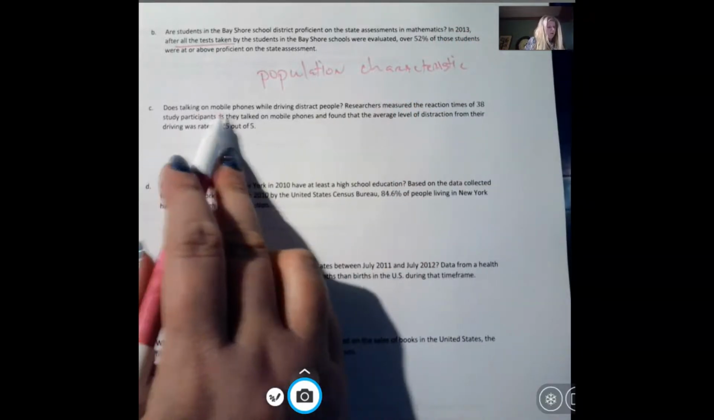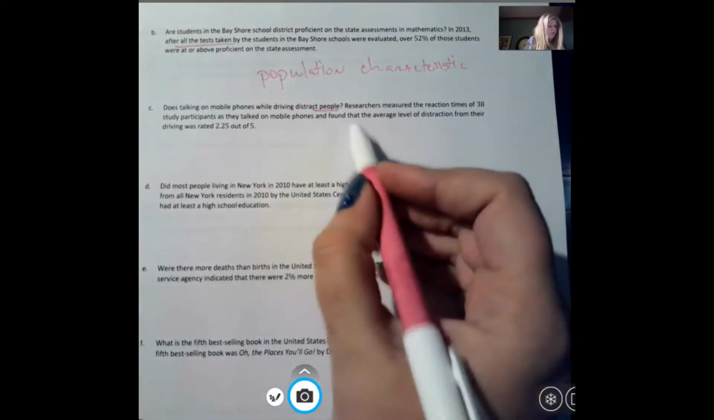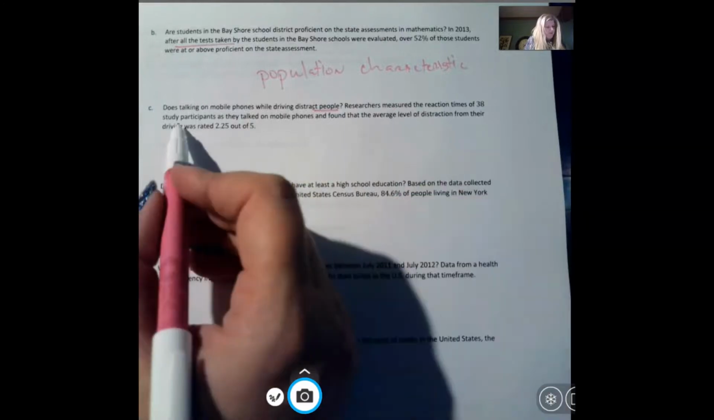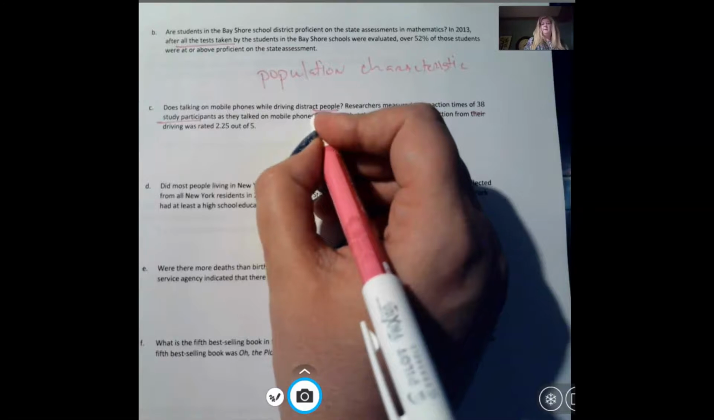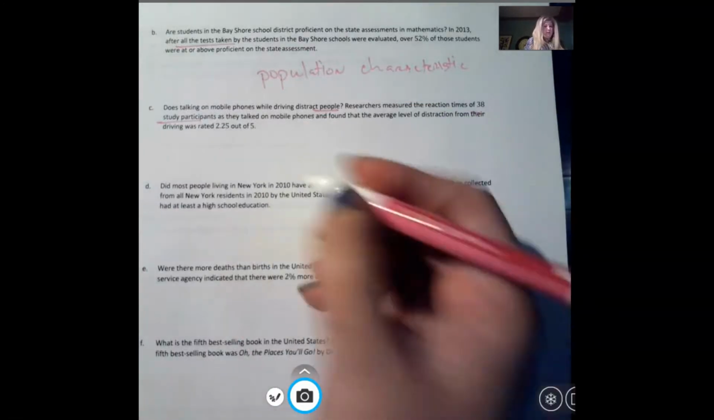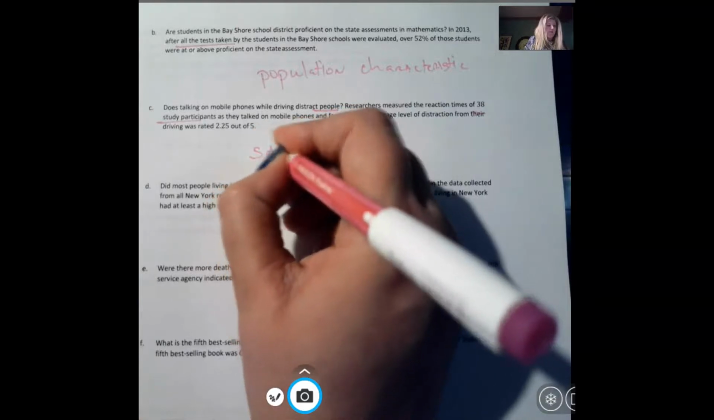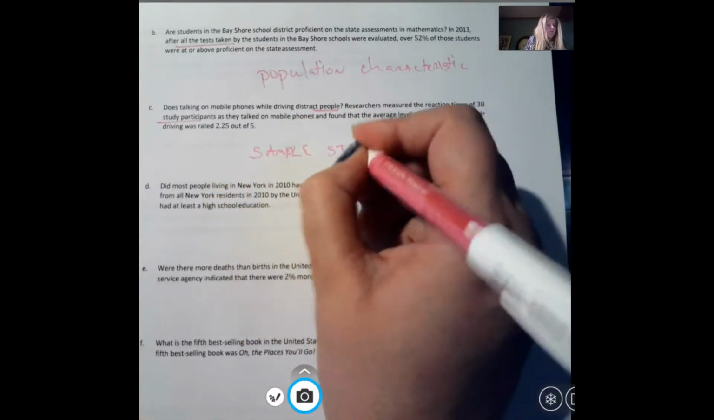Does talking on mobile phones while driving distract people? So people is the population. Research measures the reaction time of 38 study participants as they talked on their phone and found the average level of distraction from their phone was rated 2.25 out of 5. So their population is all the people, but they're only measuring 38 study participants. So that is definitely a sample, a very small sample of all the people. Statistic.